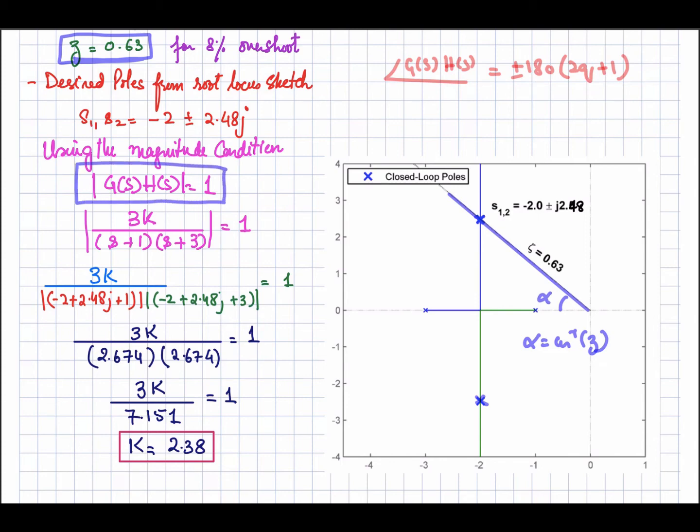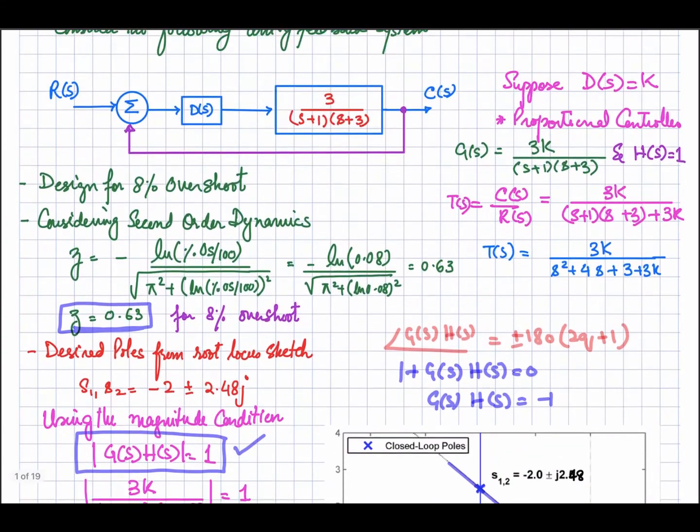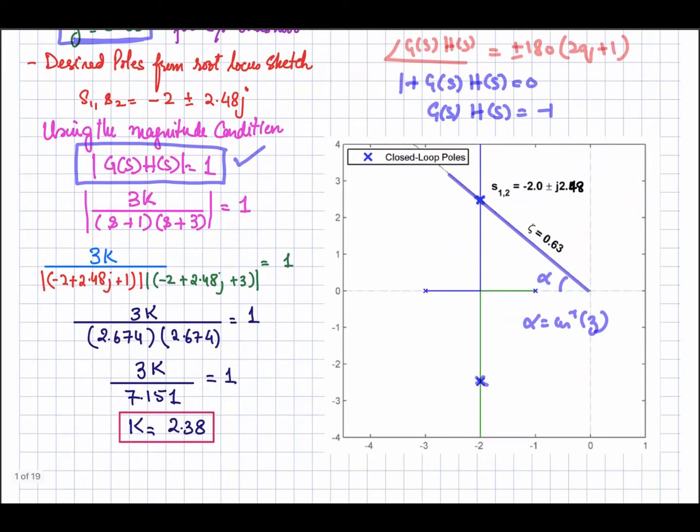G of s into H of s should be equal to 1 in magnitude, because we know that the characteristic equation is 1 plus G of s into H of s equal to 0. From here we get that G of s into H of s should be equal to minus 1, or in terms of magnitude, G of s H of s should be equal to 1. The open loop transfer function is 3k divided by (s plus 1)(s plus 3). We can use that expression here, setting it equal to 1, and now simplify it at the desired pole position.